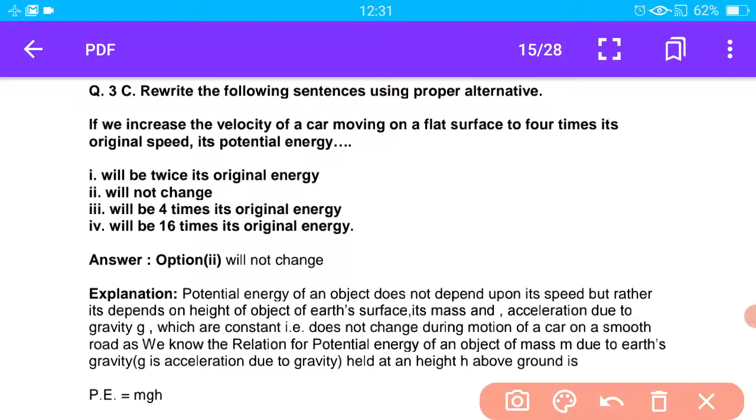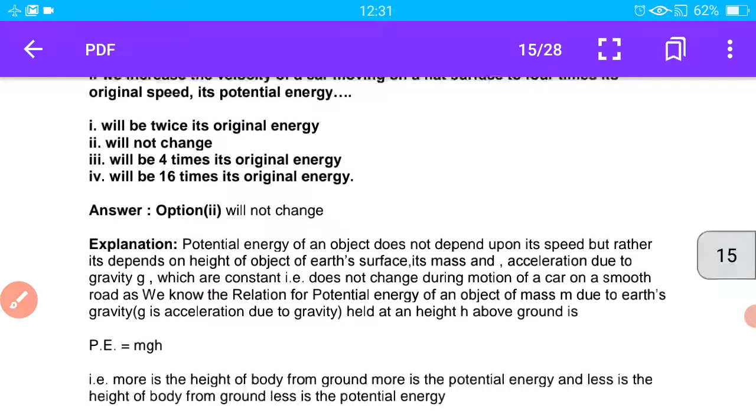Next, rewrite the following sentence using proper alternatives. Okay. Question number: if we increase the velocity of a car moving on a surface to 4 times its original speed, its potential energy for option first will be twice its original energy, second will not change, third will be 4 times its original energy, and fourth will be 16 times its original energy. So the answer, option second is right, will not change. Okay. Explanation.